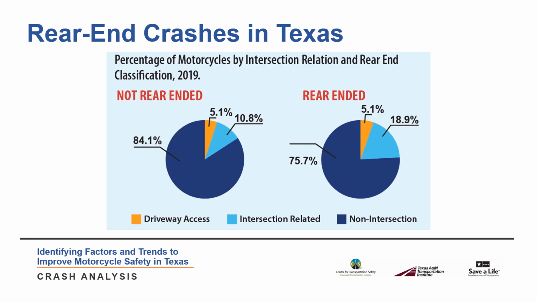This last slide looks at intersection relationship and rear-end status. Rear-ending the other vehicle was associated with a lower proportion of being intersection related at 11% versus 19% if the motorcycle was rear-ended by the other vehicle. Overall, of interest, the vast majority of rear-end crashes were not intersection or intersection related.